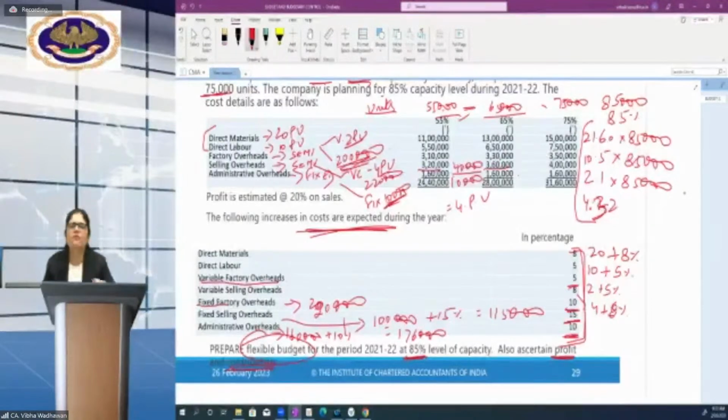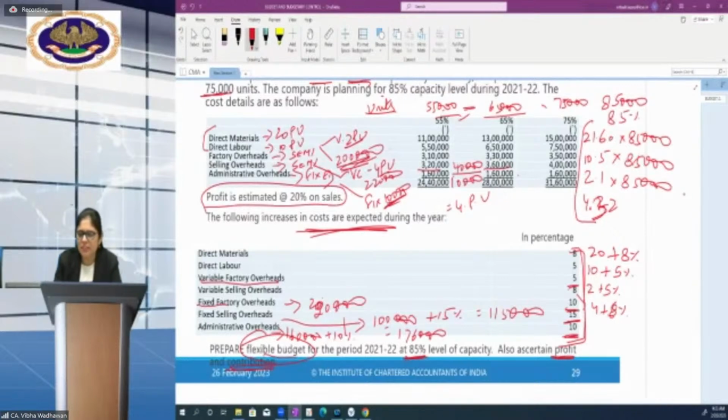So we have the variable cost and we have the fixed cost with us. Variable plus fixed denotes the total cost. To this total cost, you have to add the profit. Cost plus profit, you will get the sales. Clear? In a flexible budget, you have to calculate the profit also, and the contribution. So how do you calculate the profit?